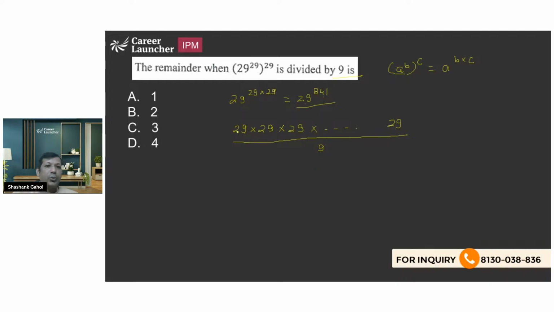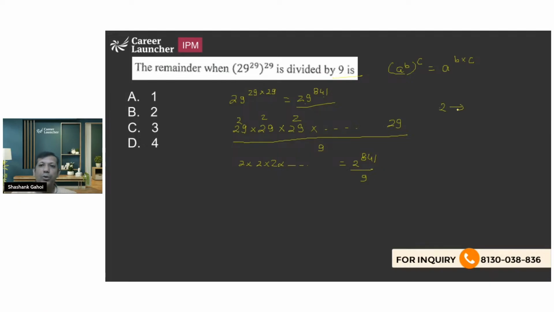ठीक है, so 29 divided by 9 remainder is 2. यहाँ पे भी remainder क्या है? 2. So basically I got 2 into 2 into 2 and so on. So overall remainder comes out to be 2 power 841 by 9. ठीक है, ये क्वेश्चन है हमारा. अब I am not going to use Euler's theorem or any other theorem, totient function वगैरह I am not going to use. I am just going to do it simply.